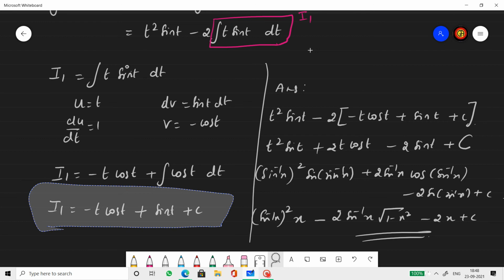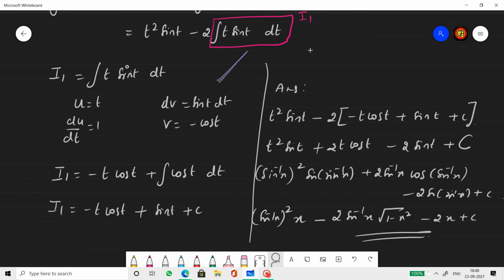Once you find what I1 is, substitute it back here. So at last you get the answer like this. And in the end we have to substitute t. So I substituted wherever there is t. Since t is sine inverse x, t square becomes sine inverse x the whole square. Sin t becomes sine of sine inverse x because t is sine inverse x.